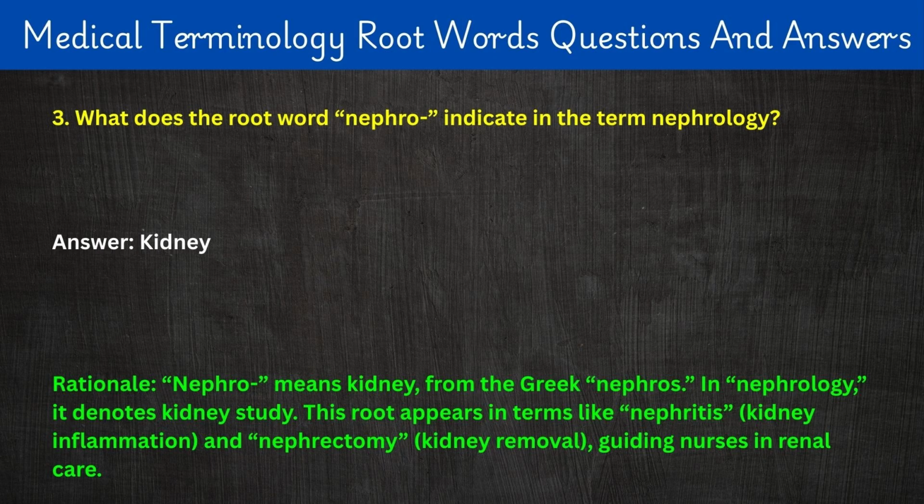3. What does the root word nephro- indicate in the term nephrology? Answer: kidney. Rationale: Nephro- means kidney, from the Greek nephros. In nephrology, it denotes kidney study. This root appears in terms like nephritis, kidney inflammation, and nephrectomy, kidney removal, guiding nurses in renal care.